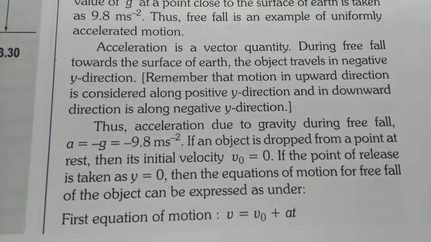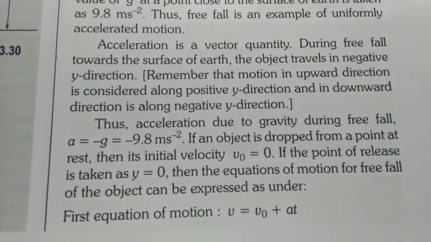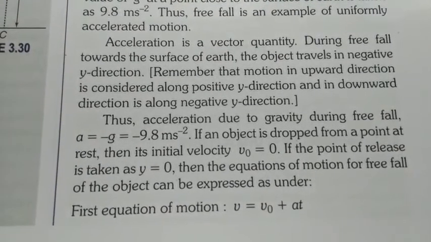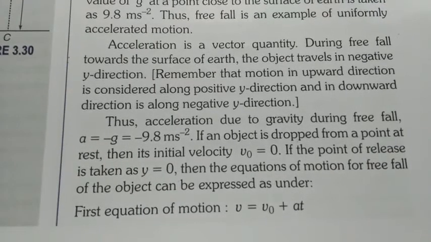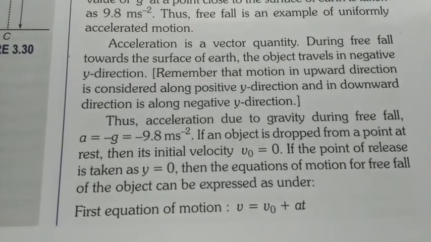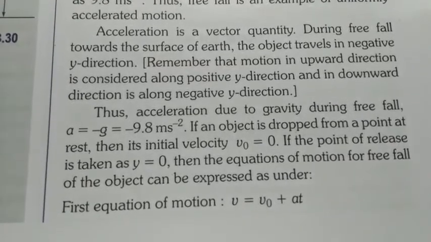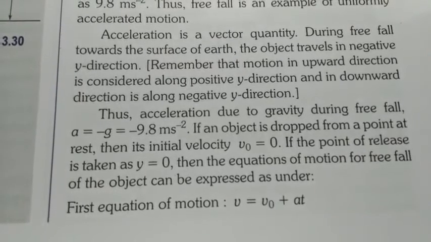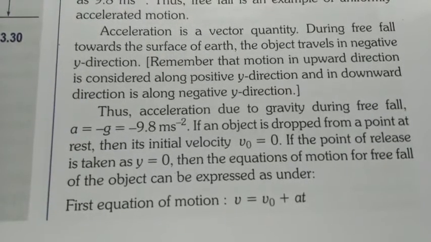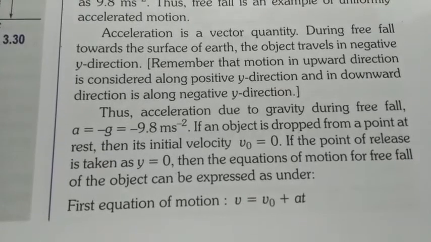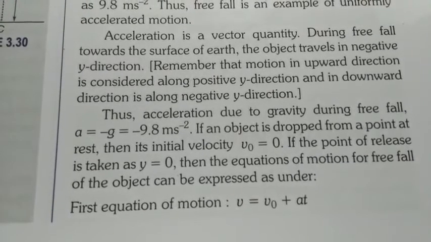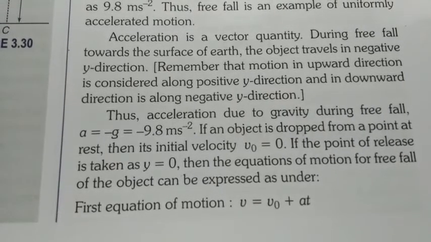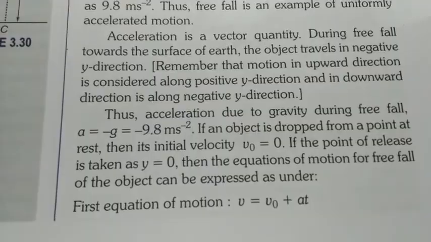In a free fall, when the object is moving towards earth, we consider the acceleration as positive, and when the object is moving away from the earth, that time we consider the acceleration as negative. That means when the object is moving in negative y direction, x, y and z, three axes are there, that time acceleration will be positive. When the object is moving in positive y direction, that means it is going up, that time we take acceleration as negative.